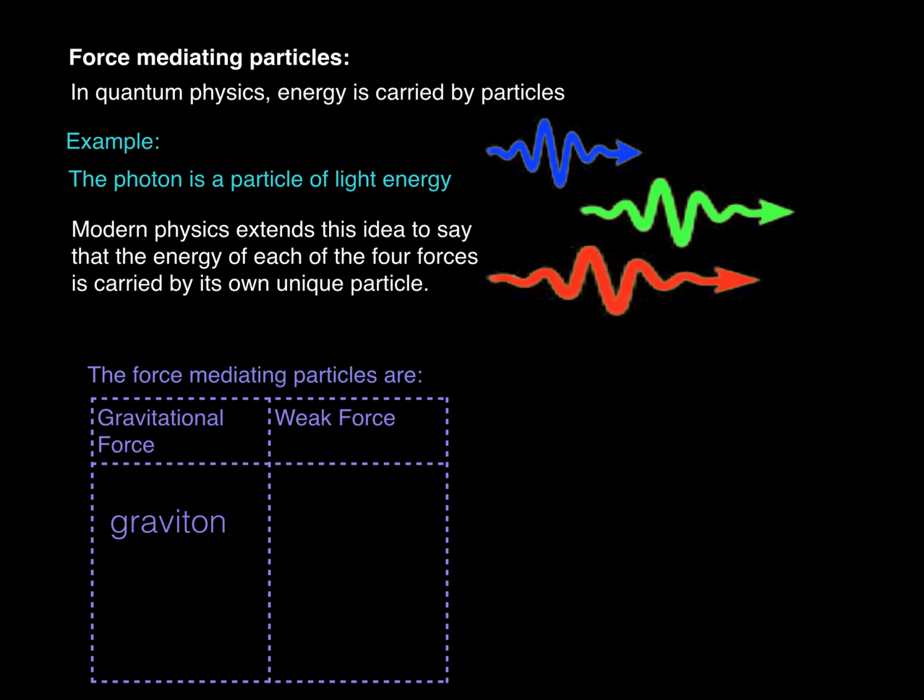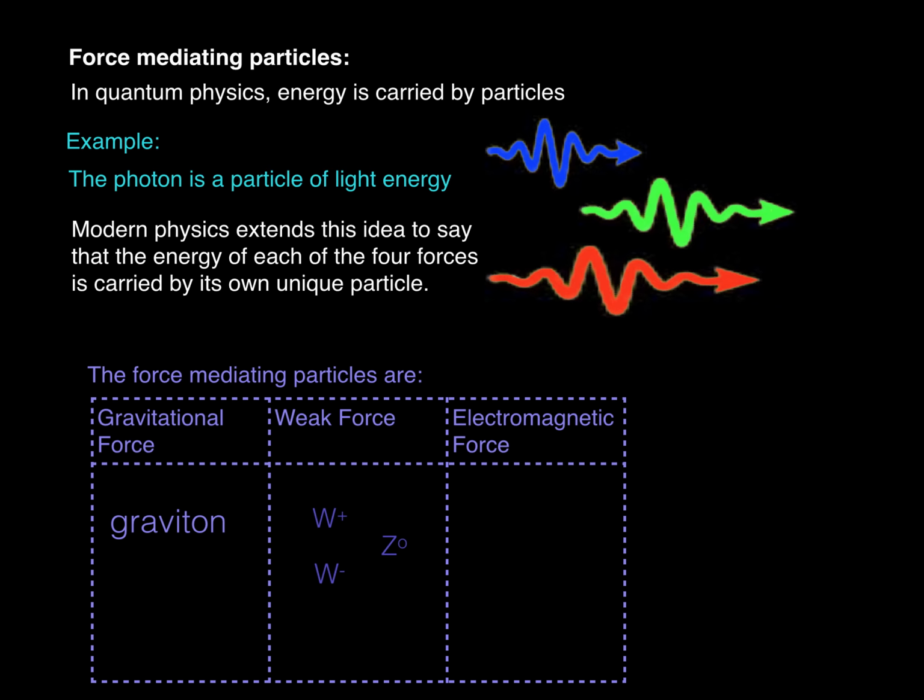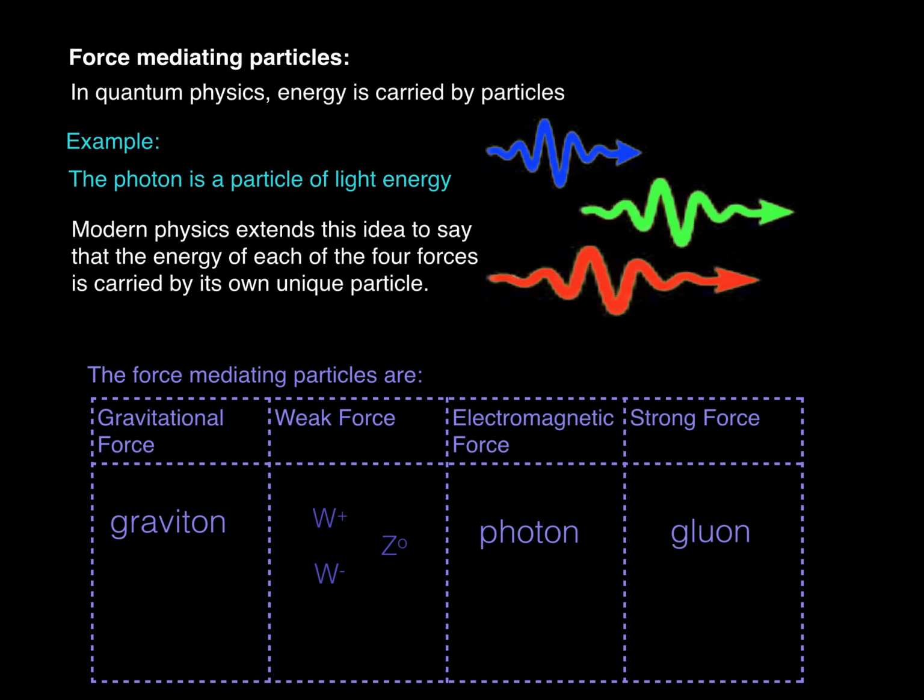For the weak force, there are 3 particles, the W+, W-, and Z0 particles. The electromagnetic force is carried by the photon, which you've already learned about quite a bit. And the strong force is carried by a particle called the gluon, because it glues the nucleus together.